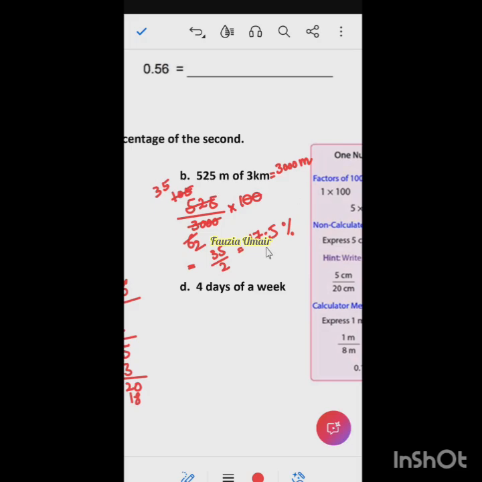It is 17 point... Ma'am, the answer is 17.5. Sorry beta, what did you say? Ma'am, the answer is 17.5. That's right. Simplest answer. Yes, yes. So it is 17.5%. ठीक है?